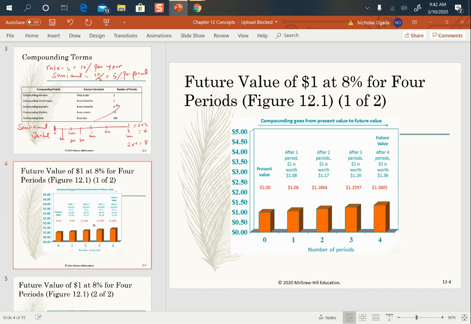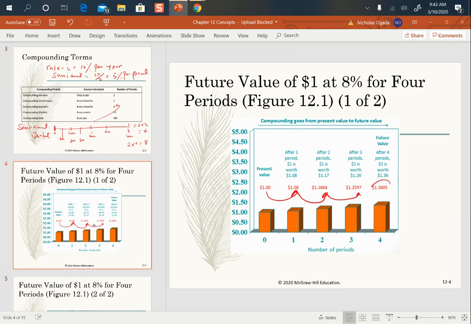So at the end of year one, at 8%, you invest $1 and you have $1.08. And then this amount will also earn interest. And so you earn interest on that $1 and also on the 0.08. So at the end of year two, you have now 1.1664. At the end of year three, that amount also earns interest, and you'll have 1.2597. And at the end of year four, you'll have 1.3605 as your future value.